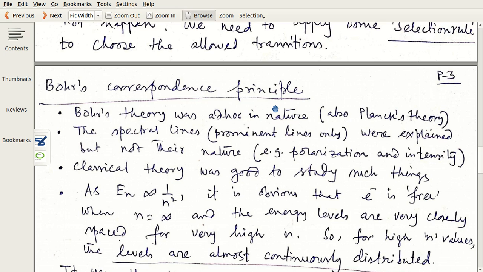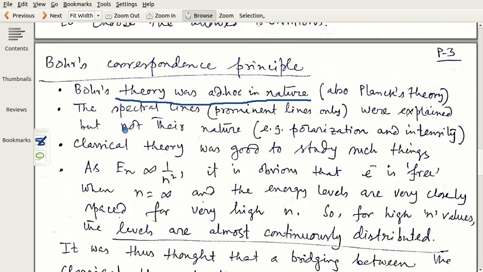As why is angular momentum quantized? Why do electrons revolve around some particular orbits, and they will not emit any energy? No explanation of these is given, but if you assume these things, then the result is very much satisfactory. So Bohr's theory cannot take us to any background, but it is ad hoc in nature, and so is Planck's theory, it is also ad hoc in nature.